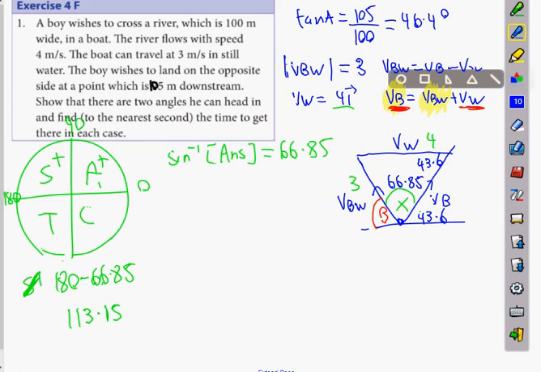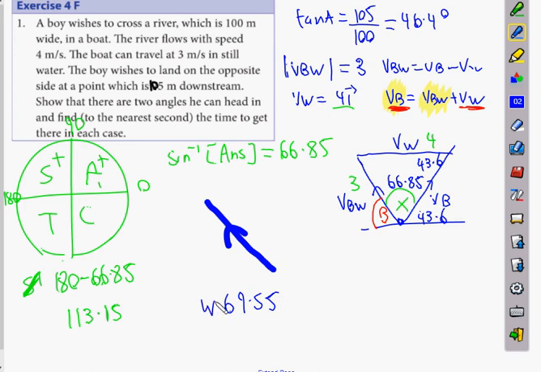So, your first answer is 69.55. Okay? And that one is going in, so we're going this direction here, and it's 69.55. So it's west 69.55 north. Everybody agree with that? West 69.55 degrees and then north.